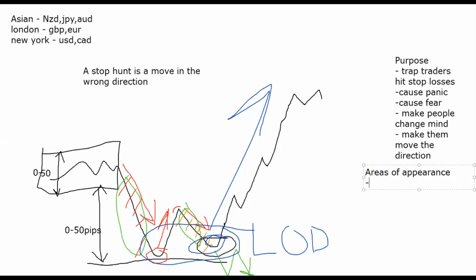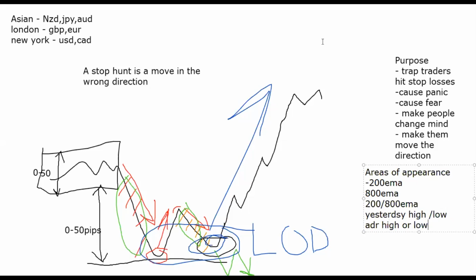Now, these HODs and LODs, they form at the 200 EMA. Some form at the 800 EMA. Some form at the 200, 800 EMA crossover. We are going to talk about EMAs in our next videos. Some form at yesterday's high or low. Some form at the ADR high or low. So there are many places in which these form, but there are key places where we know they form.